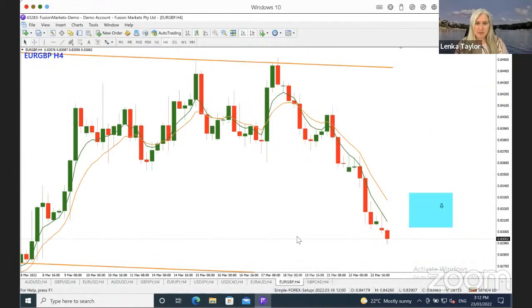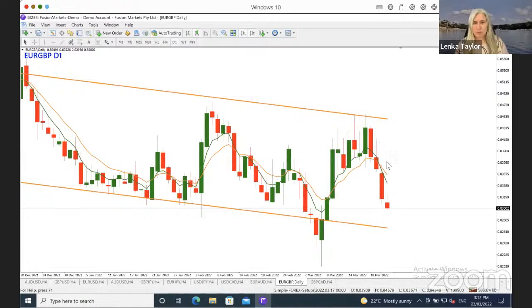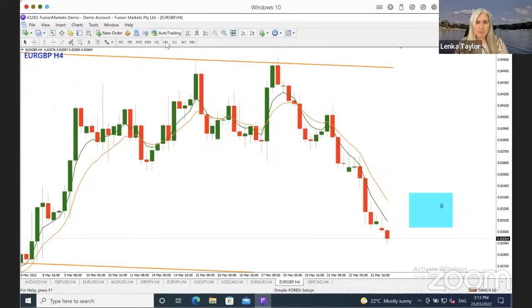Next currency pair is EURGBP. EURGBP also looking for short. This one has come off from the top of the range. If you're not already in it, I wasn't trading the last couple of days, so I didn't take it, but that was actually quite a good entry there. And yeah, just looking for, again, a little bit of pullback and then looking for short after that.